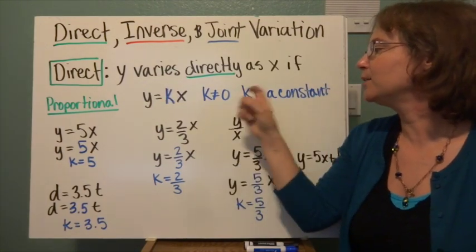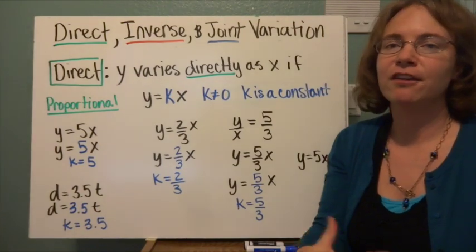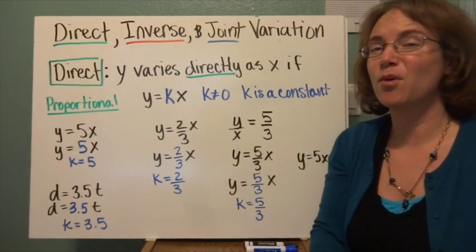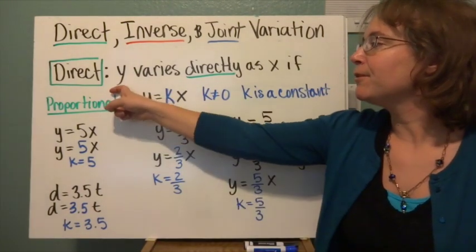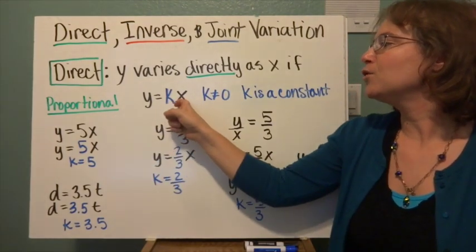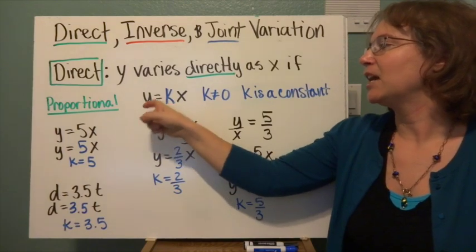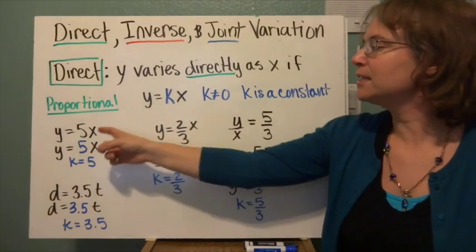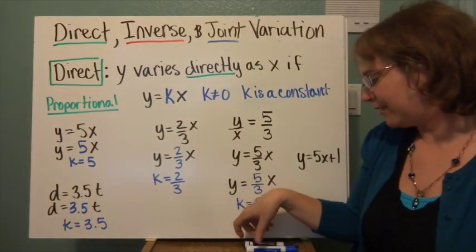So k is not equal to 0, and k is a constant like a 5 or a 1/2 or even a 0.35. This type of relationship is also known as a proportional relationship. We're multiplying x by a k to get y. So let's look at some examples of direct variation.